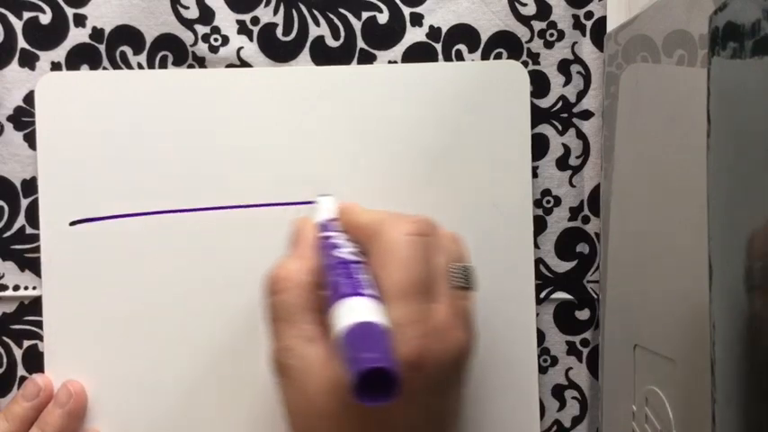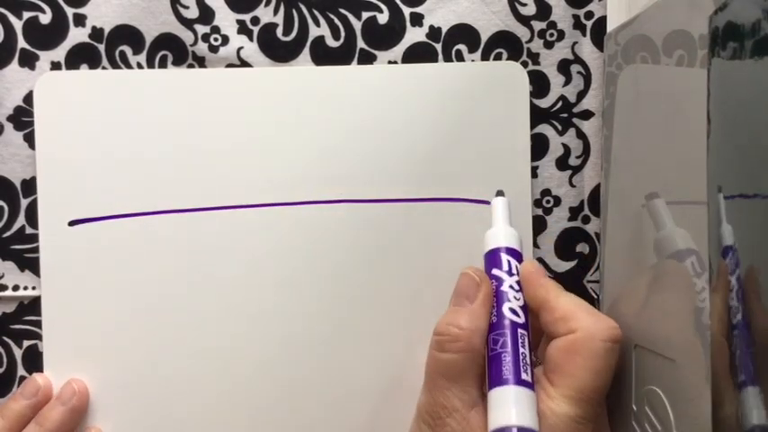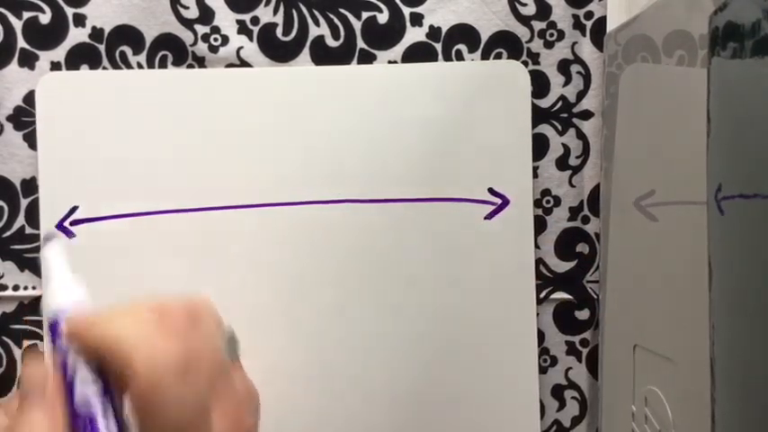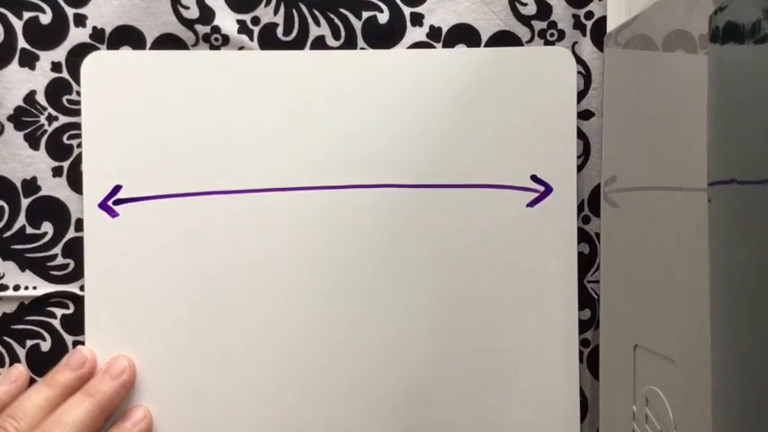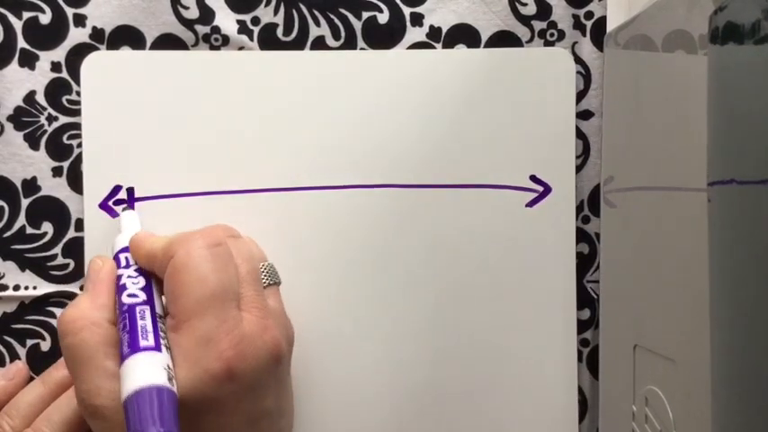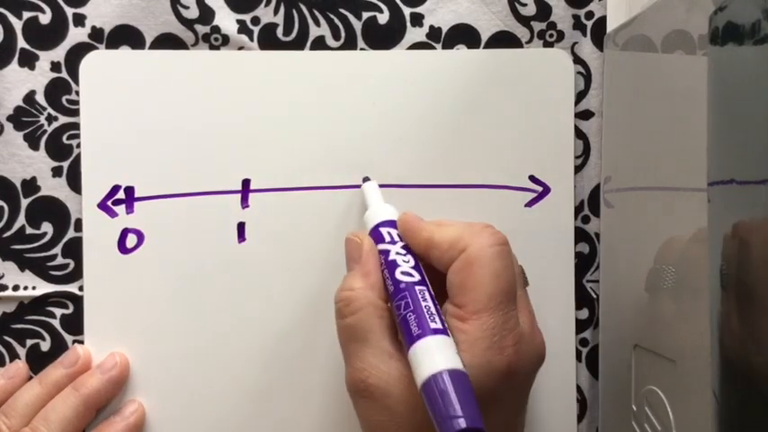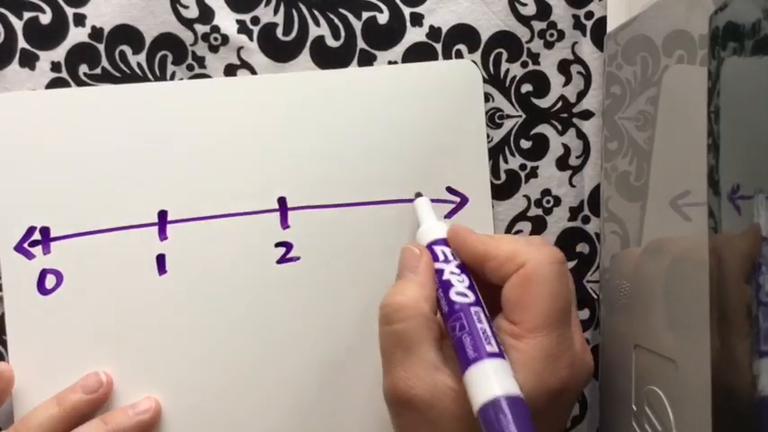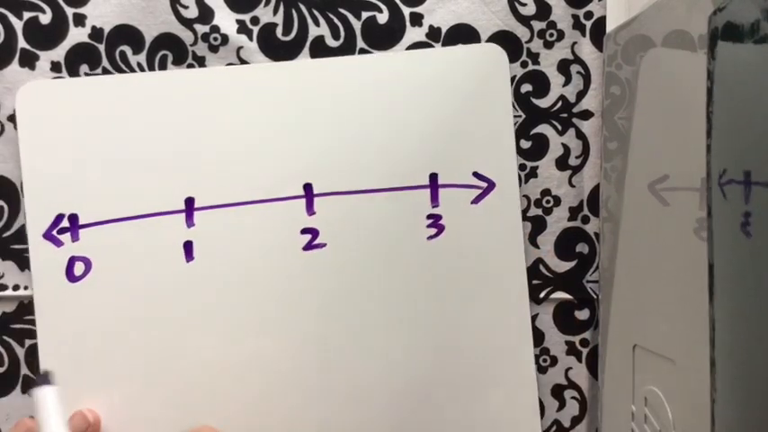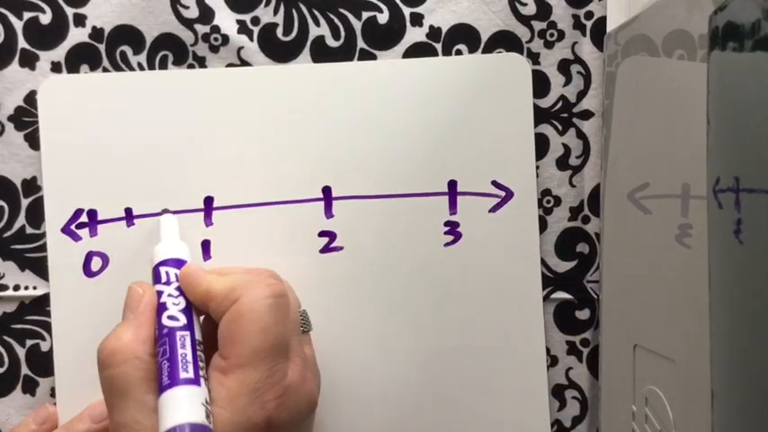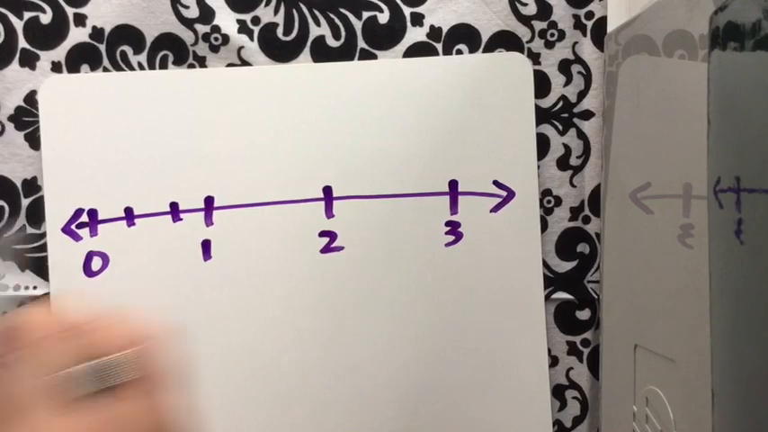Another way you can show this problem is by using a number line. So you would draw your number line. Don't forget your arrows, because a number line goes on and on forever and ever both ways. And then we're going to have a 0, 1, 2, 3. And then we're going to divide these each into thirds.